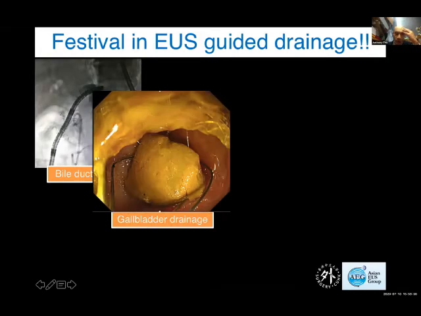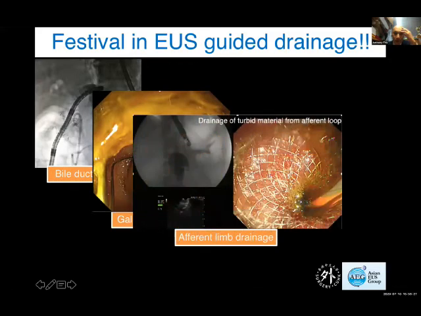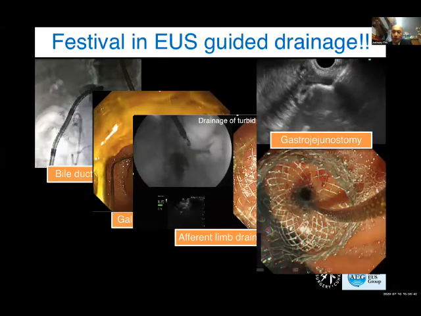Gallbladder drainage, we are doing a lot of studies on gallbladder drainage. Again, after gallbladder drainage, the gallbladder is now in the territory of an endoscopist. So it has markedly increased the ability of the endoscopist to go to another previously inaccessible organ. And moving forwards, nowadays we can even perform EUS-guided drainage of the GI tract. For example, in a patient with afferent limb obstruction, we can perform afferent limb drainage. And also we can perform a gastrojejunostomy as well.